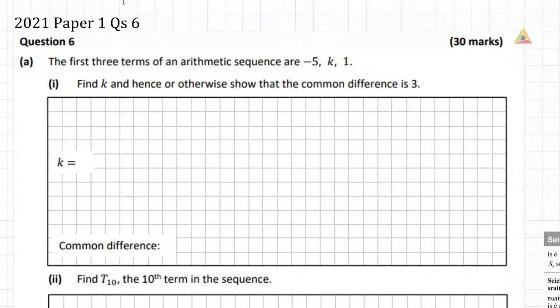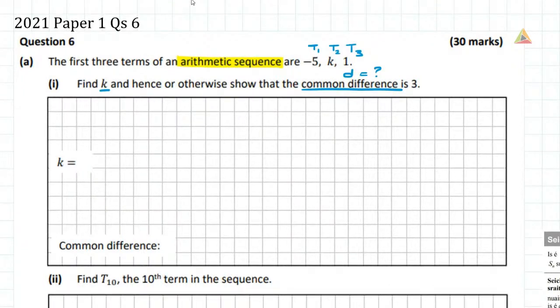This question says the first 3 terms of an arithmetic sequence. So I'm going to mark that this is an arithmetic or a linear sequence, are -5, k, and 1. These are my terms T1, T2, and T3. It says find k, and hence or otherwise show that the common difference is 3. So I'm looking to find the letter k first, and then I want to find the common difference, which I know is the letter d. So we're looking for what the letter d is going to be.